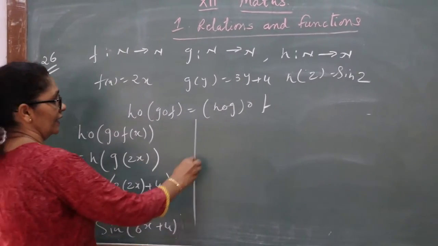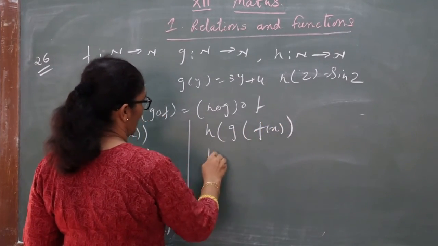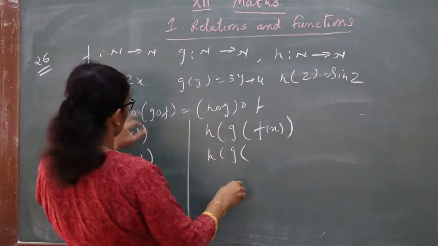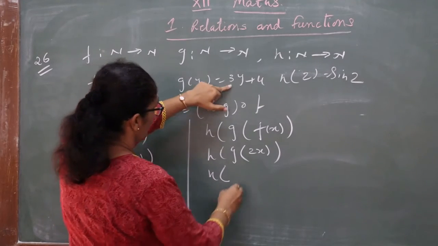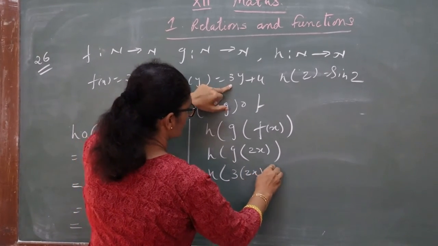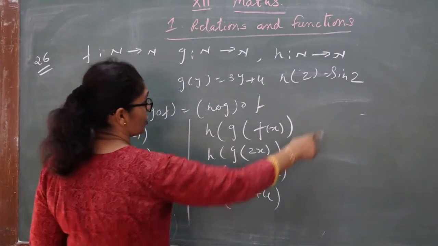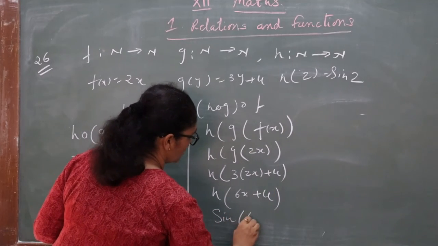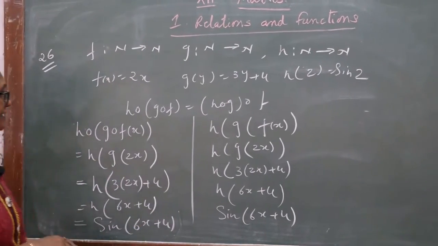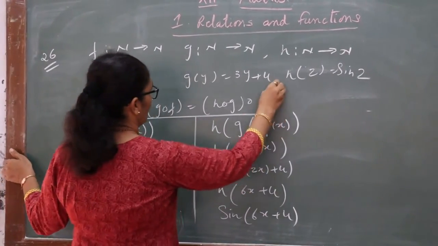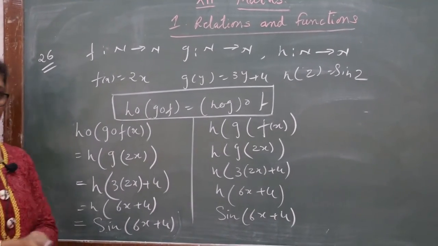This side also we are getting the same term or not. Okay, now into f x. So h of g of, on place of f x we can write again 2x. So h of, on place of g, 3 times 2x plus 4. So h of 6x plus 4, and what is your h? Sin z. So sin 6x plus 4. So check it, both sides we are getting the same thing. So our associative law is true, right? So we have completed 26th question.